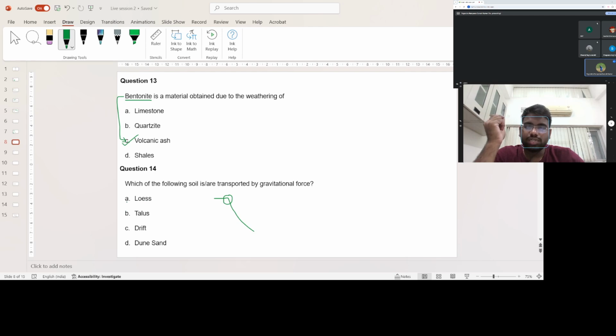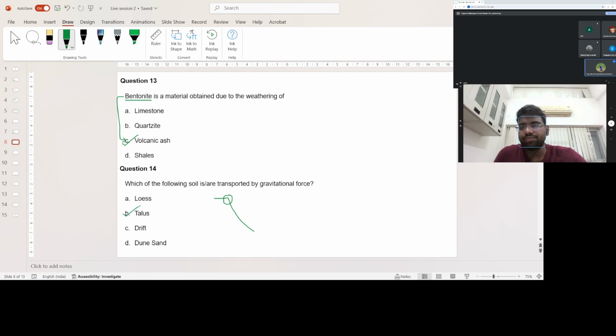And loess is essentially due to wind, and dune sand is also due to wind, because if you go to some regions in Rajasthan, you will see a dune at one time, and the dune will be completely shifted to another position over a period of time. That is also due to the action of wind, and drift is also similar. So the question is, which of the following soils are transported by gravitational forces?